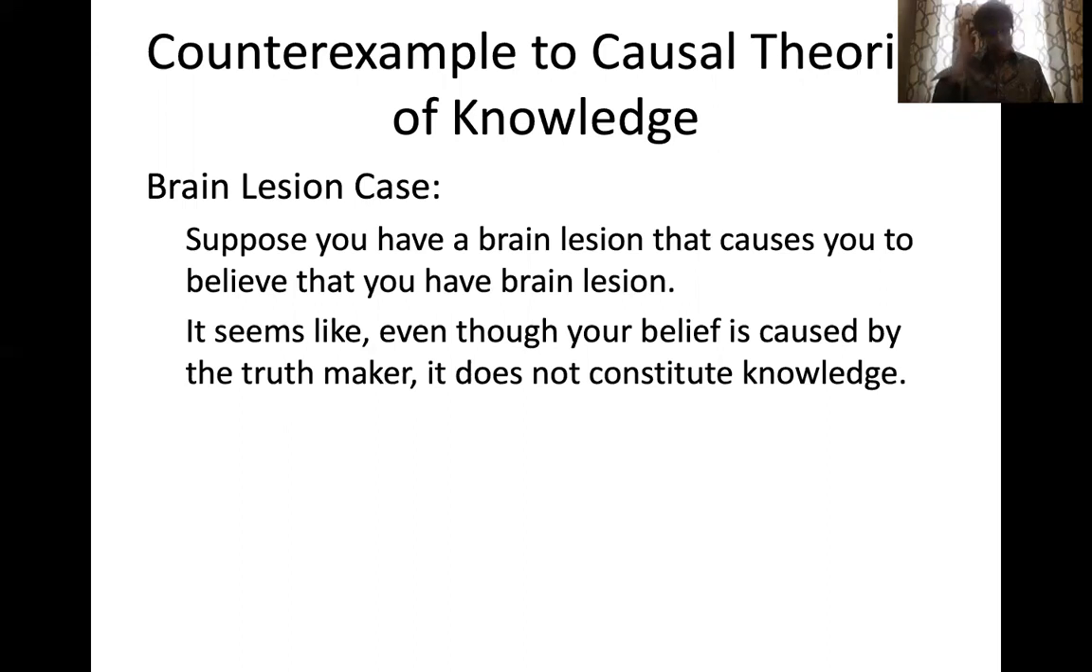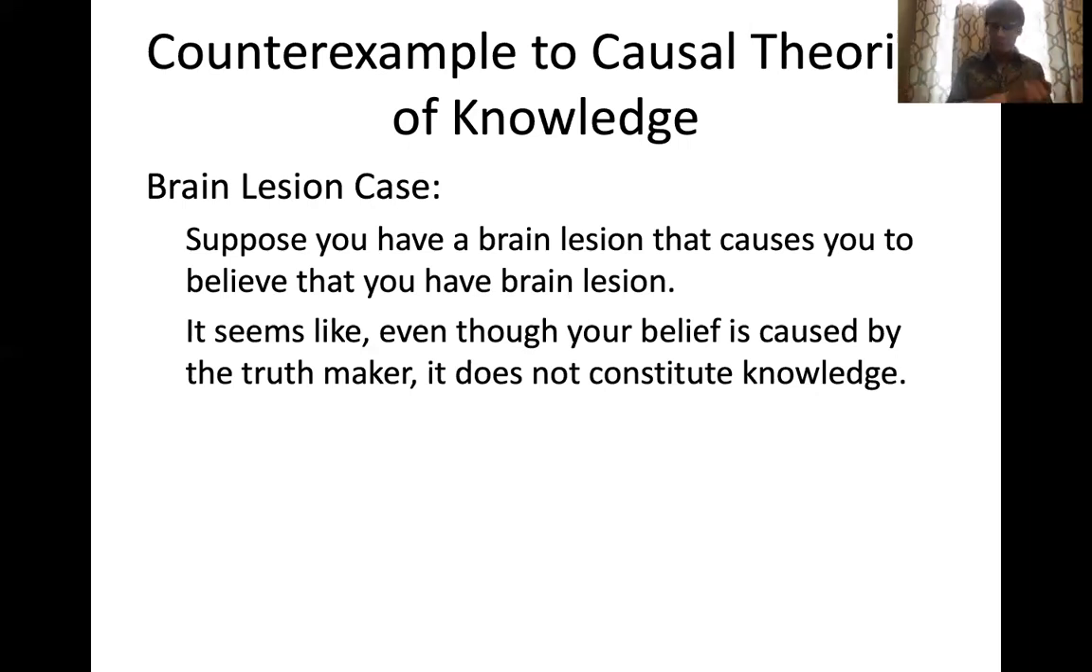So let's suppose that you have a brain lesion, and there's something funny about this brain lesion. Namely, the brain lesion is in the part of your brain that produces beliefs. And it happens to be in a very particular spot, such that the brain lesion causes you to have the belief that you have a brain lesion. And so you're just like, I don't know, I just feel like I have a brain lesion. I have a brain lesion. And people ask you about it, you say, I don't know why, but I have a brain lesion.